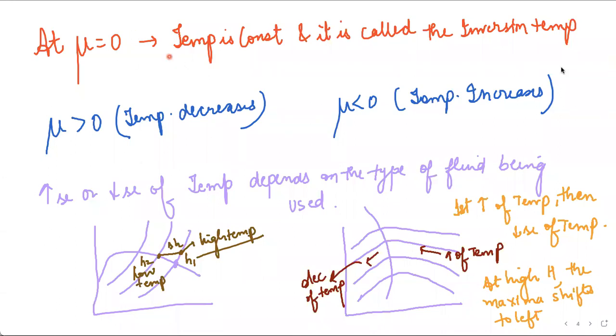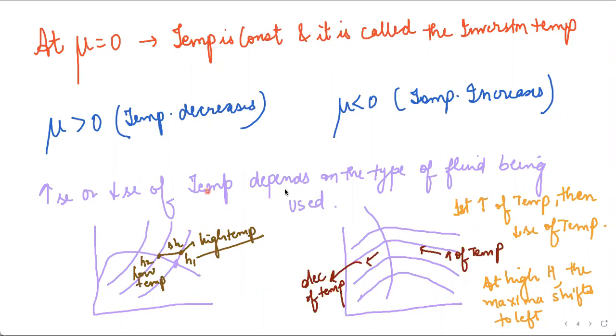When the Joule-Thomson coefficient is equal to 0, then the temperature is constant and it is called your inversion temperature. When mu is 0, then temperature is constant. There is no variation of temperature with pressure. So when mu is greater than 0, then the temperature is decreasing. And if the coefficient is less than 0, then the temperature increases.